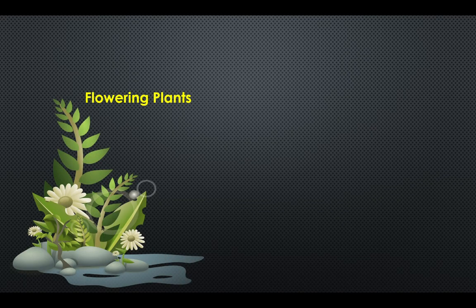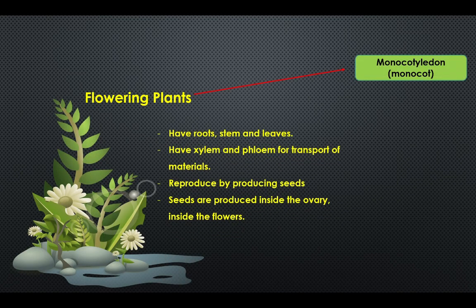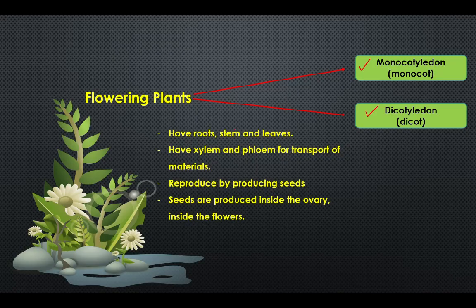Now let's talk about the flowering plants. As you can see, flowering plants are further divided into two groups, monocotyledons, which are also called monocots, and dicotyledons, which are called dicots. We will discuss monocotyledon and dicotyledon in detail, but let's have a look at the characteristic features of the flowering plants. Flowering plants have proper roots, stems, and leaves. They have vascular bundles, xylem and phloem, for the transport of materials, but they reproduce by seeds, which are produced inside the flowers. Seeds are produced inside the ovary, inside the flowers.